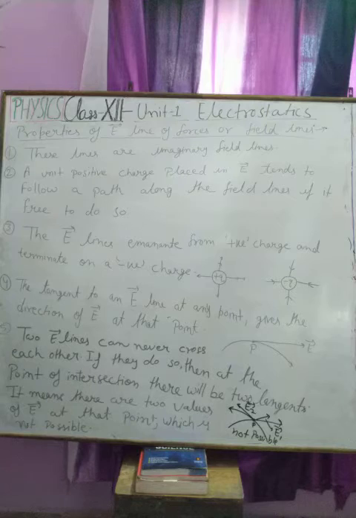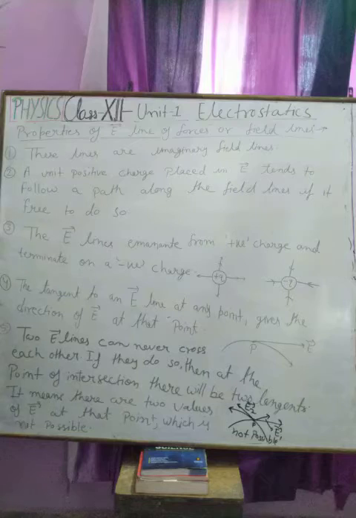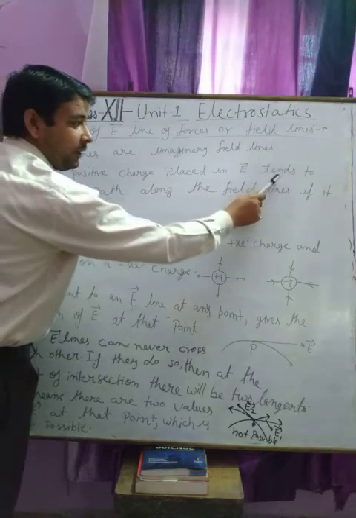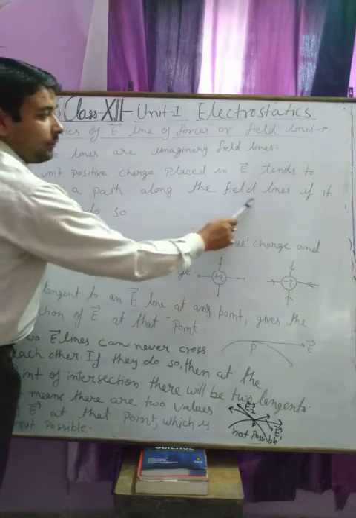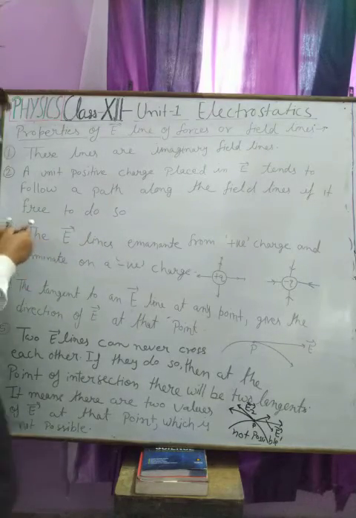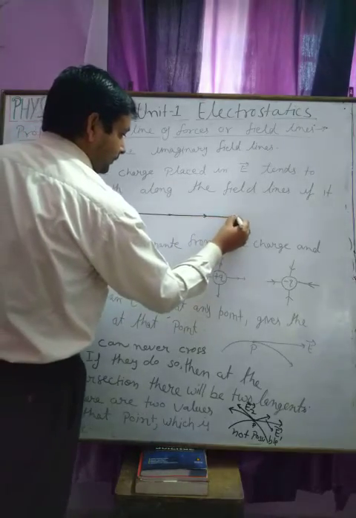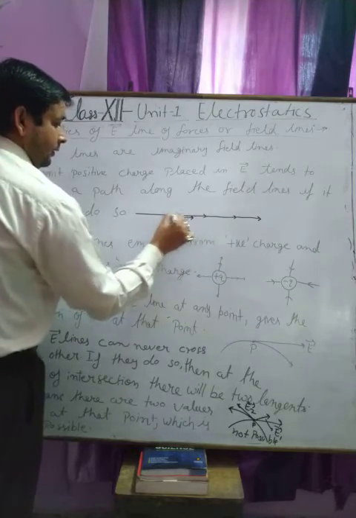Now student, we are discussing the properties of field lines. The first property of field lines is that these lines are imaginary. Second, a unit positive charge placed in an electric field tends to follow a path along the field line if it is free to do so, like this.